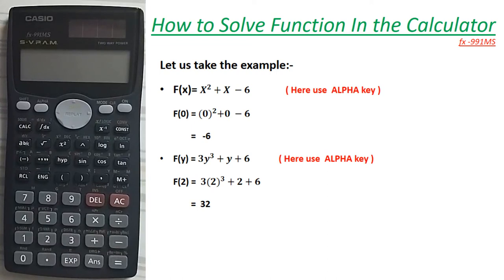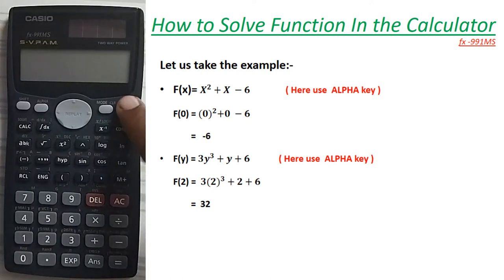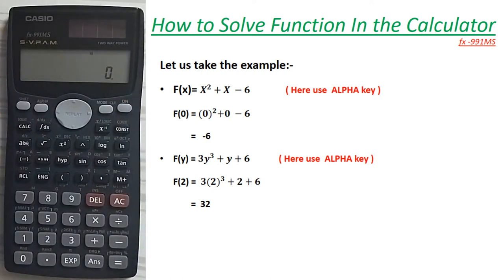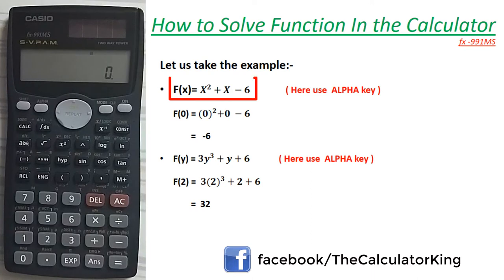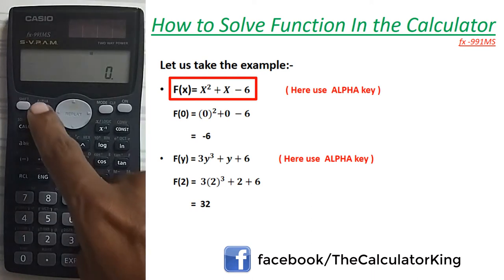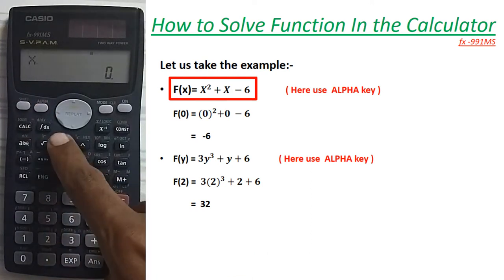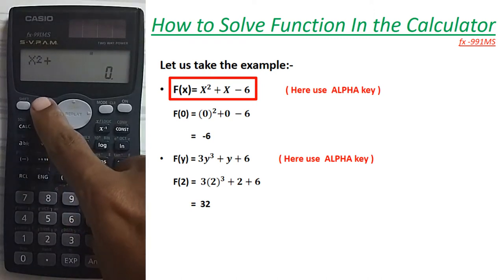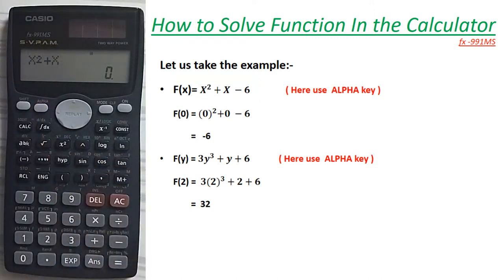In this video, we'll learn how to solve a function in the calculator. Let us see that. First of all, on your calci. Now, let us see the example here. Function of x is equal to x square plus x minus 6. Just enter the function here. Use alpha key. Alpha x square plus alpha x minus 6.